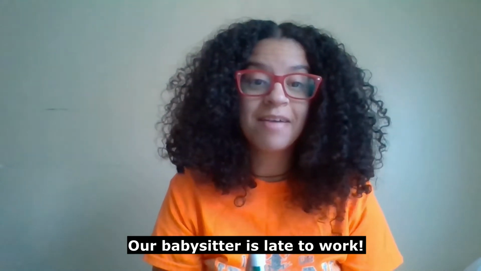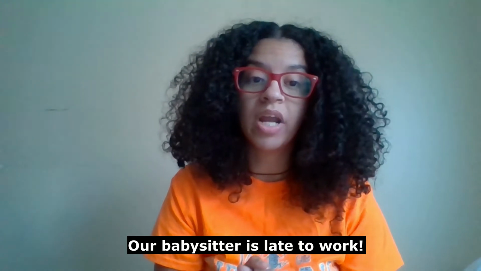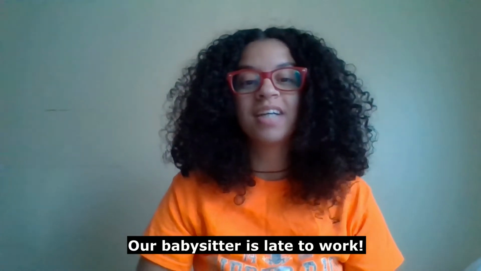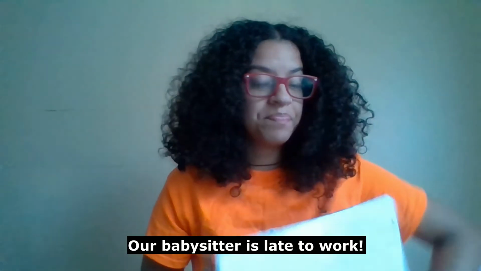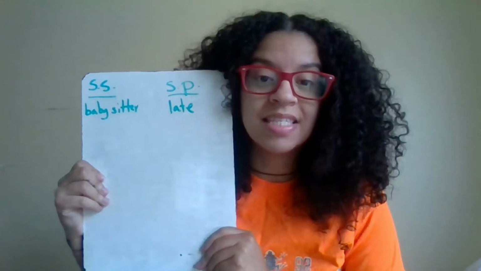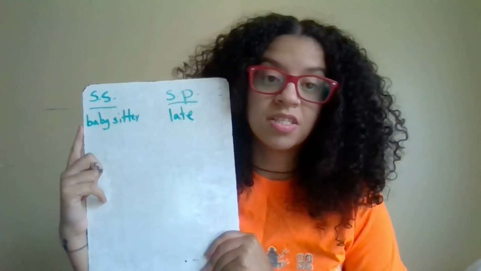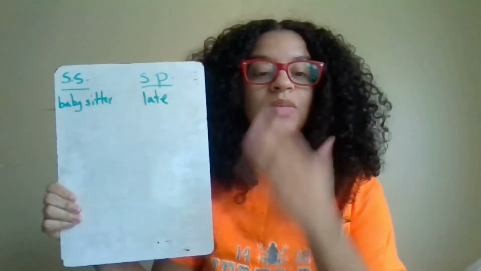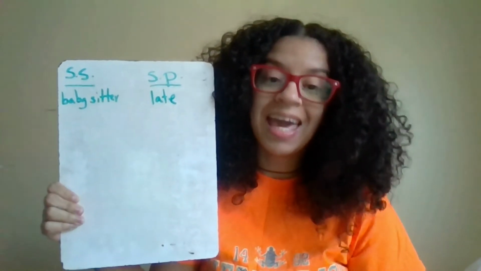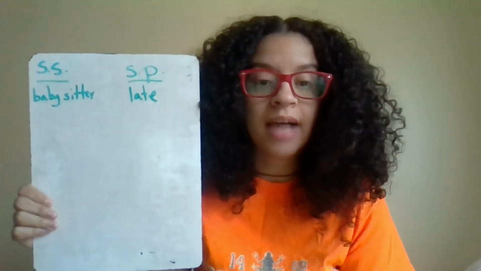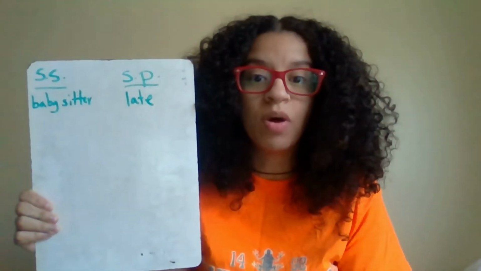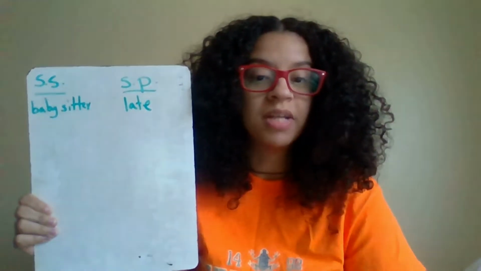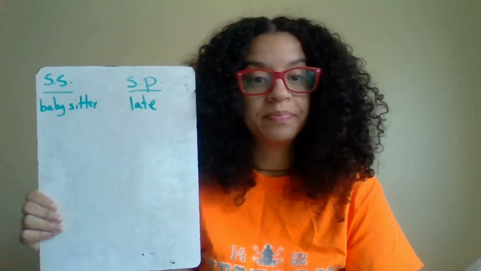Alrighty, friends, I have figured out the simple subject and the simple predicate. If you have not, I want you to pause the video, and when you press play, we can go over it together. All right. If you said that the simple subject, who or what the sentence is about, is the babysitter, I said, give your brain a kiss. Mwah. Great job. And what action is happening? Well, the babysitter is late. So if you put late for the simple predicate, great job.